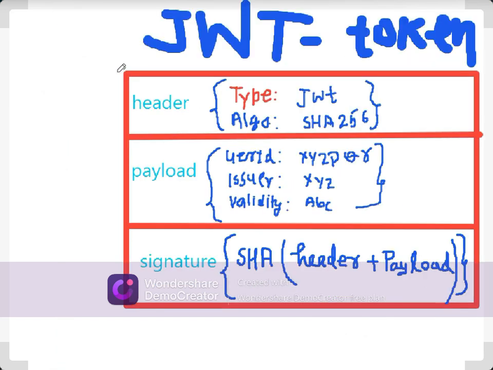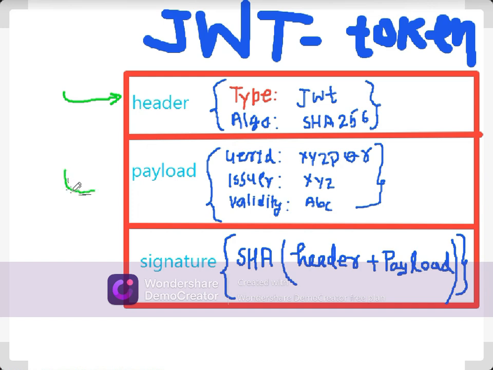So guys, this is the structure of a JWT token. First of all, there is the header. The header contains two pieces of information: the type of the token, which here is JWT, and the algorithm we are using for the encryption. It could be any algorithm; for example, I have put SHA 256 here, or it could be any other as well. This is the header.